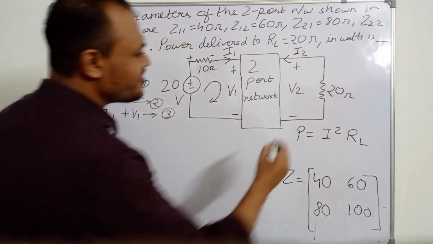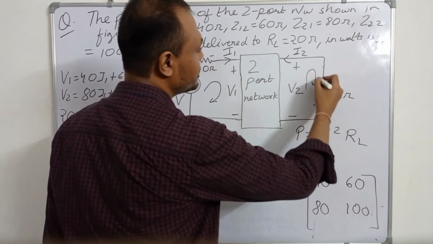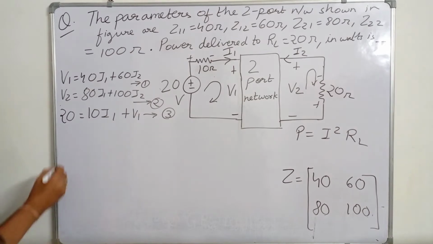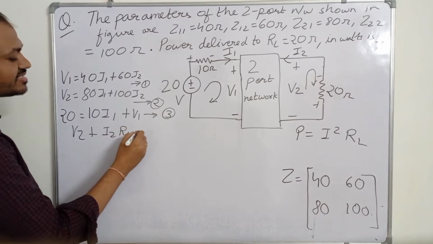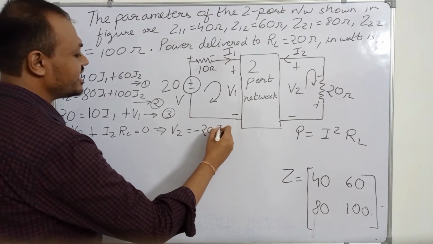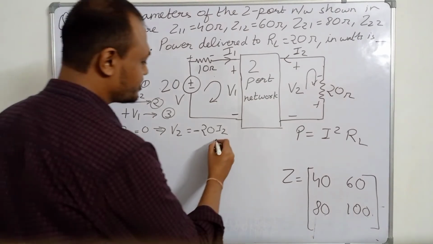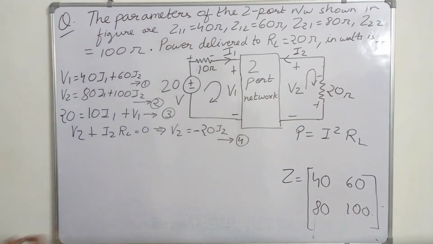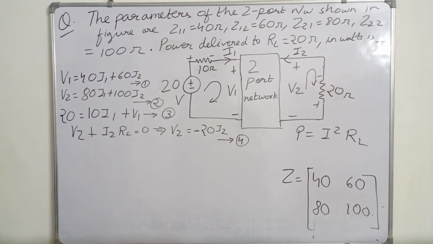Now we will apply KVL in this loop. So this is positive, this is negative. So if we write, then V2 plus I2 into RL is equal to 0. So RL obviously is given as 20. So V2 equal to minus 20 I2. Let this be equation 4. So we have got 4 equations. We have 4 variables and 4 equations. So now we will easily solve it.